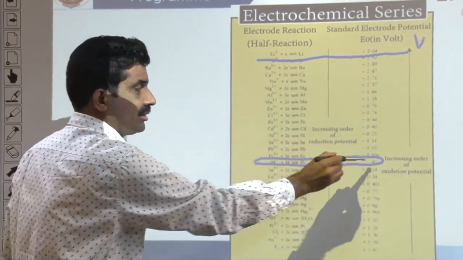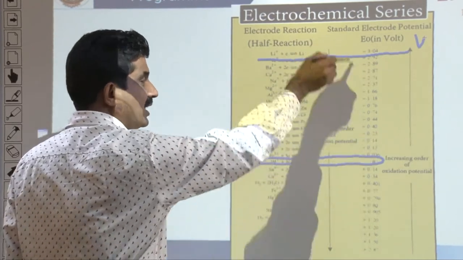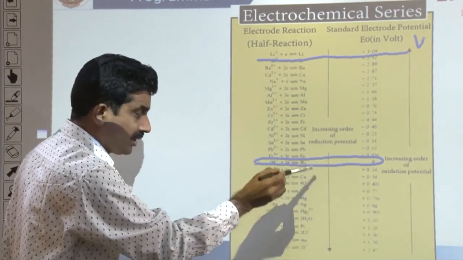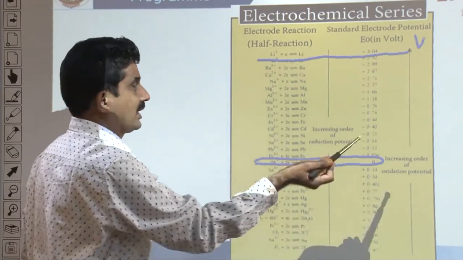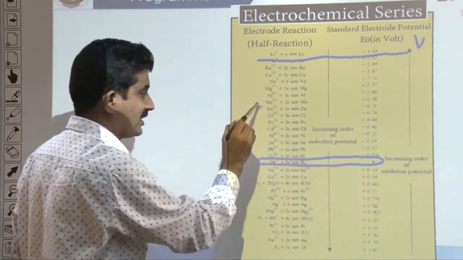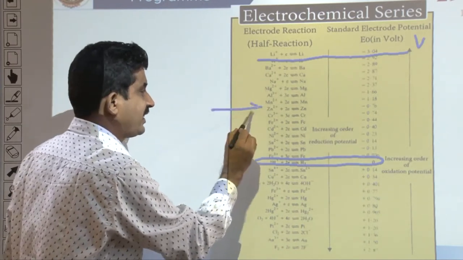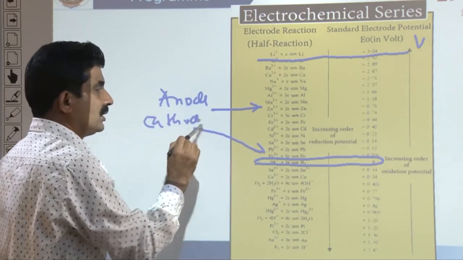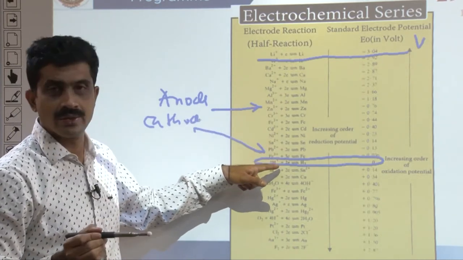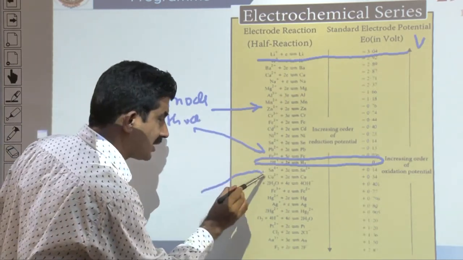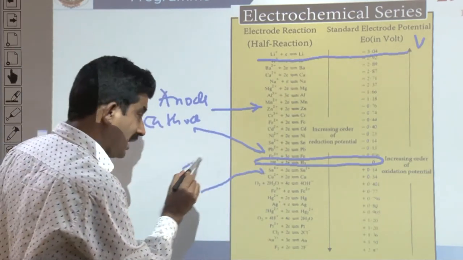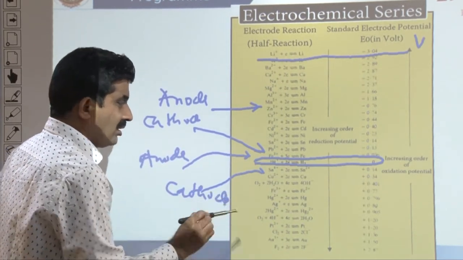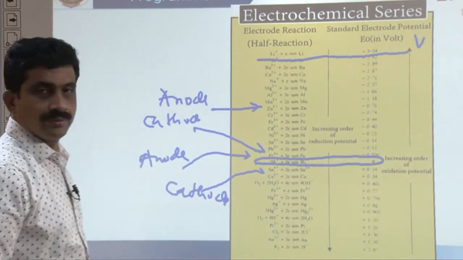See, hydrogen with a potential of zero, and the electrodes above it are anodic to hydrogen, and the electrodes placed below hydrogen are cathodic to it. For example, let us take zinc. When zinc is connected to the standard hydrogen electrode, zinc tends to act as anode, and the hydrogen electrode acts as cathode, because zinc is anodic to the standard hydrogen electrode. On the other hand, when copper is connected to the standard hydrogen electrode, then the standard hydrogen electrode will act as anode, and the copper electrode acts as cathode.